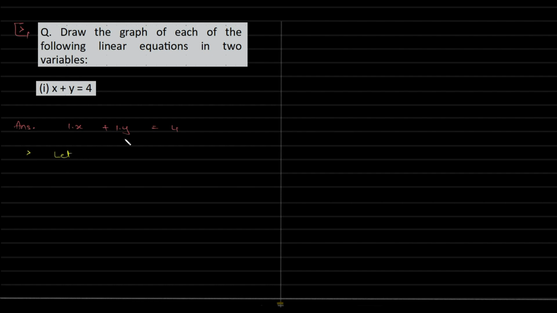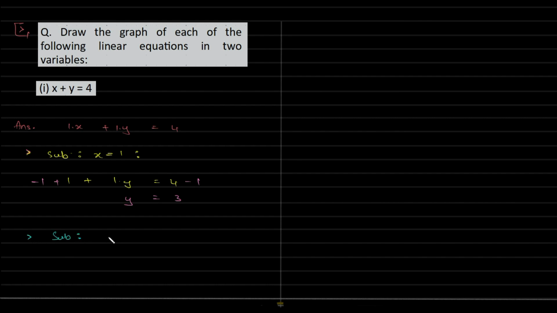So we can start off by assuming x is equal to 1. What happens if I substitute x is equal to 1? We'll have 1 plus 1y is equal to 4. What is the corresponding value of y? To find that, we subtract 1 from both sides. So y is equal to 3. So for x to be 1, y should be 3. So 1 and 3 is your solution.